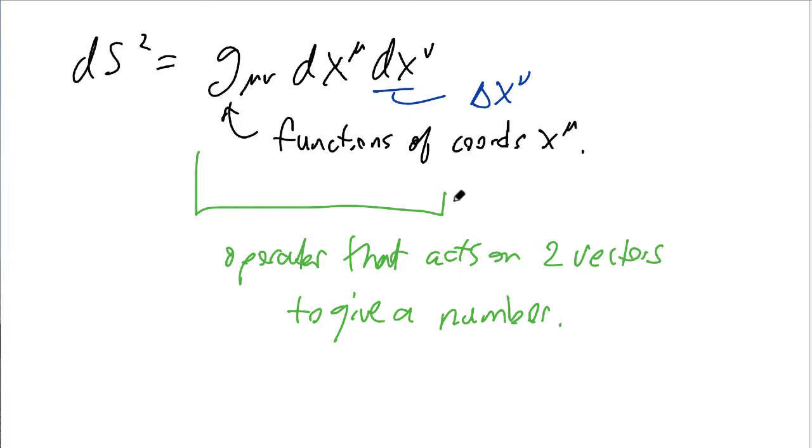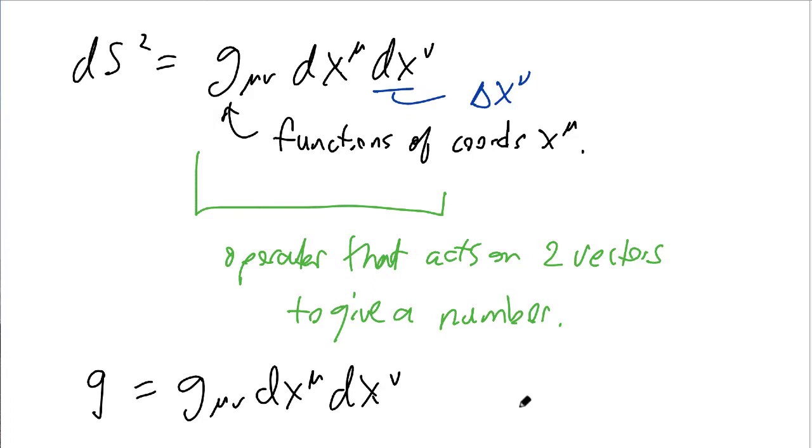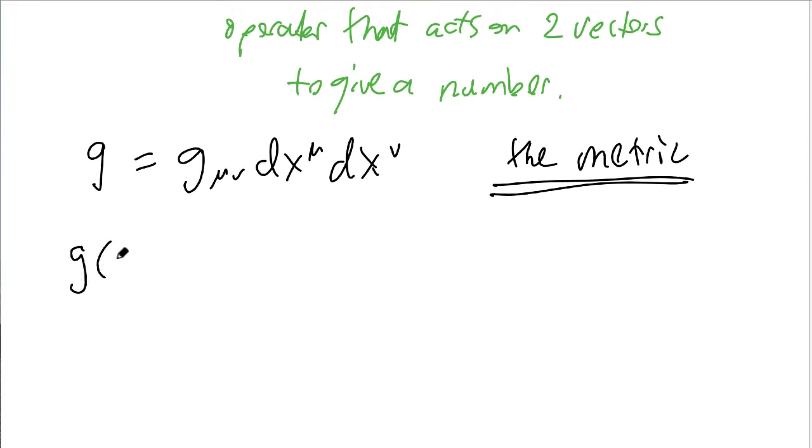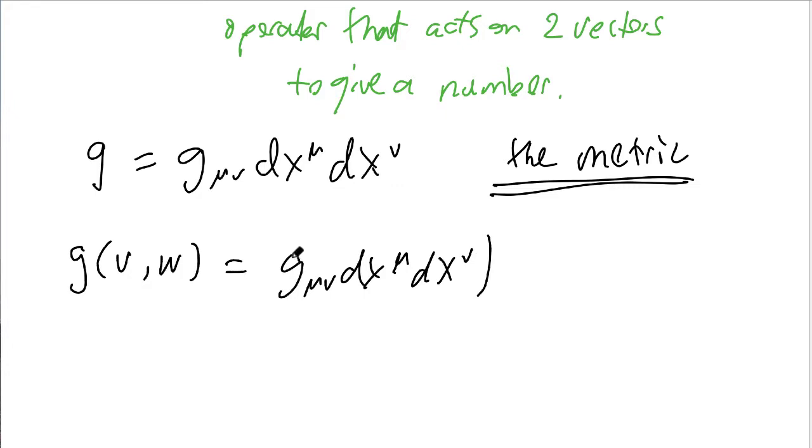Now in this context, instead of using the symbol ds squared, let me just use the symbol g. g is referred to as the metric, or sometimes the metric tensor. So the metric is an operator that acts on two vectors. We can write it this way. Let's let the two vectors be v and w. So g is expanded in this coordinate basis. It's g mu nu, dx mu, dx nu. So this is the operator acting on v and w.